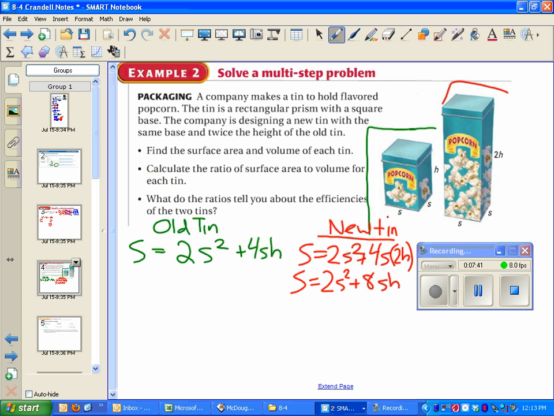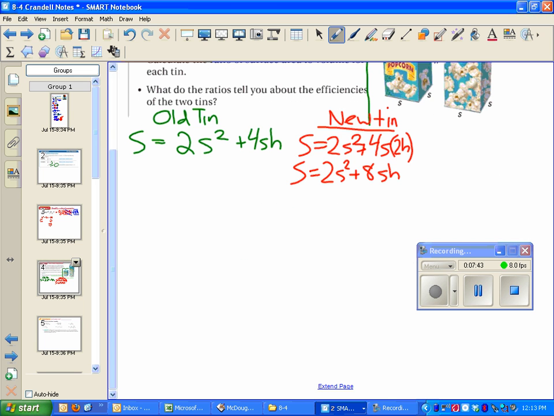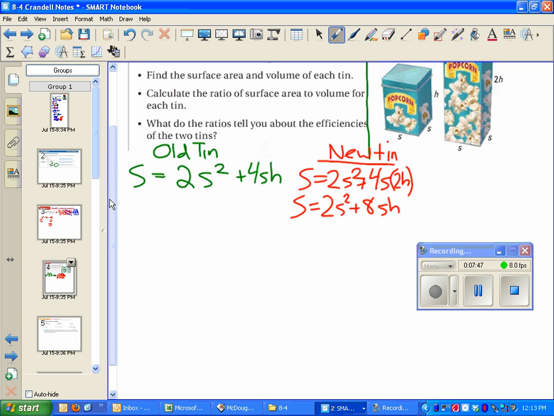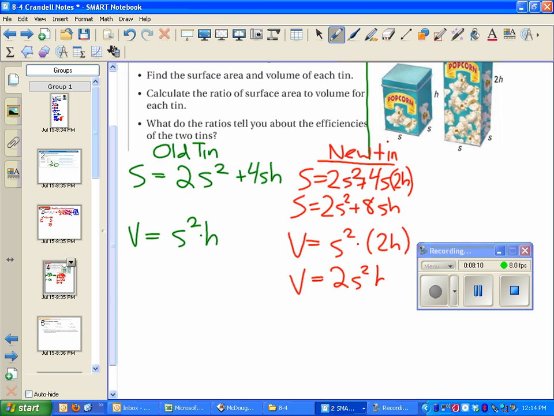Right? And then our volume, remember our volume is length times width times height. So the volume of the old tin is going to be S squared times the height. The volume of the new tin is going to be, the base is S squared times the height of 2H. Okay, so simplify that a little bit and we get 2S squared H.